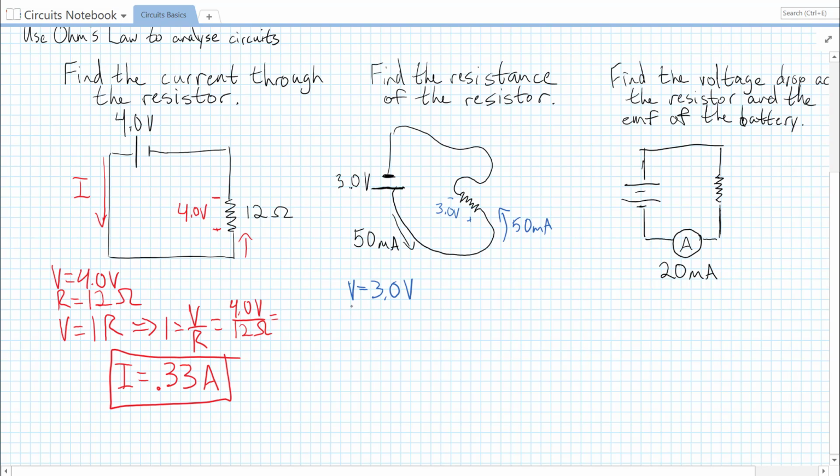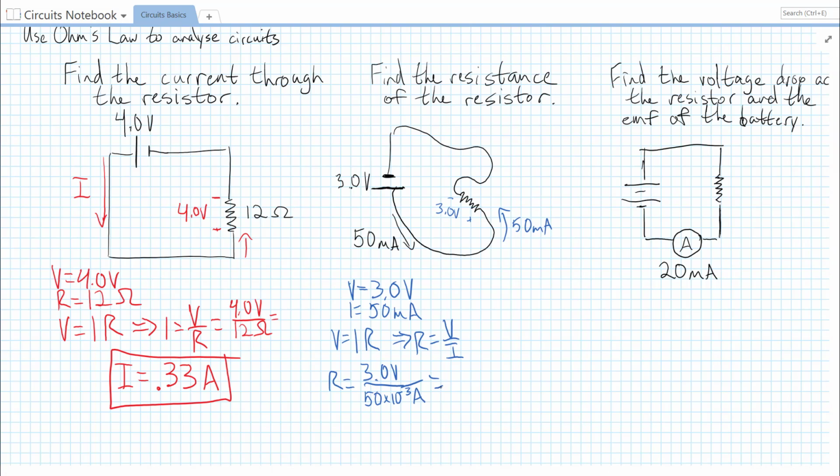So voltage is 3 volts. Current is equal to 50 milliamps. We're going to use V equals IR. This time we are solving for resistance, so R is equal to V divided by I. That will give us R equal to 3.0 volts divided by 50 milliamps, or 50 times 10 to the minus 3 amps. And that will give us a resistance of 60 ohms. There is our resistance.